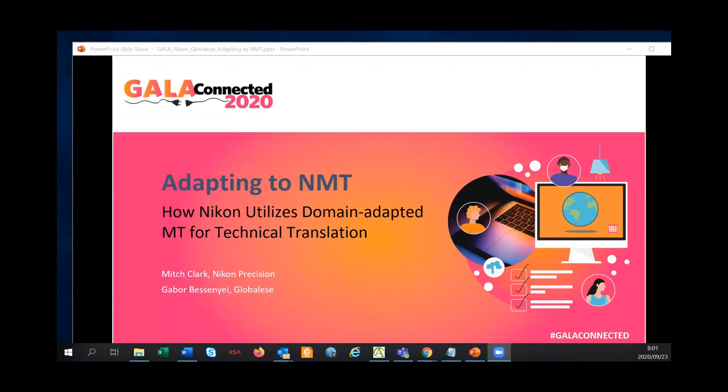So yes, our presentation is Adapting to NMT: how Nikon utilizes domain-adapted MT for technical translation. We'll talk a little bit about the NMT engine that we're using, and what processes we have in place at Nikon Precision for utilizing NMT. This is a co-presentation between myself, Mitch Clark, and Gábor Besenyei. We are going to start with Gábor right now. So take it away, Gábor.